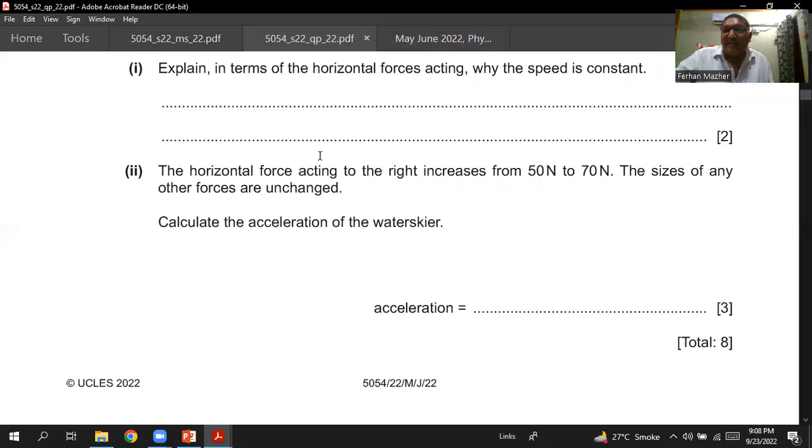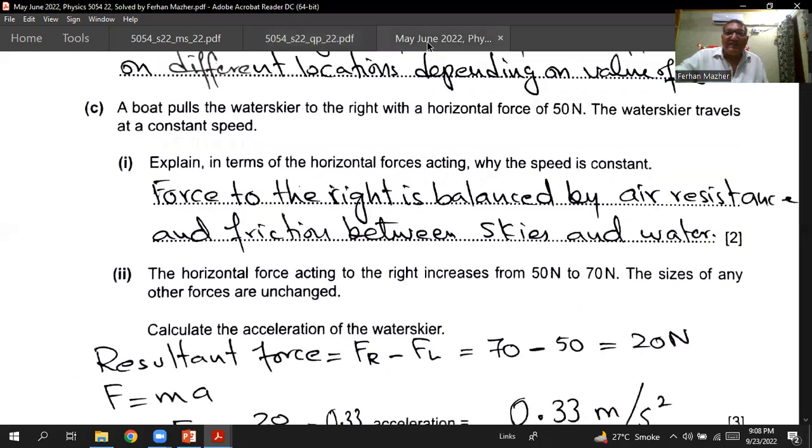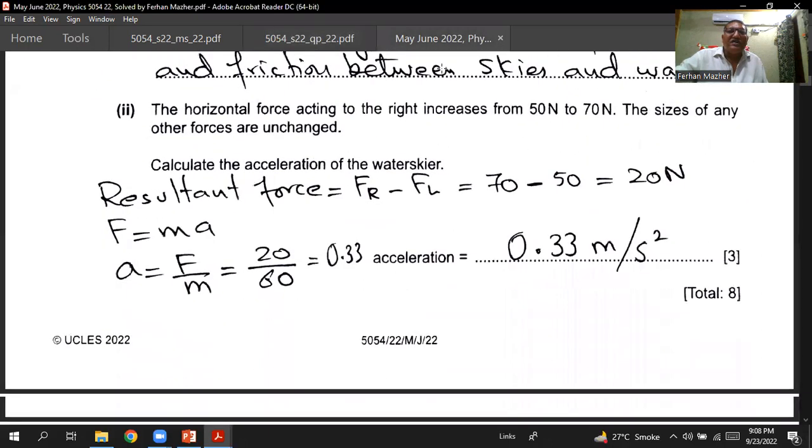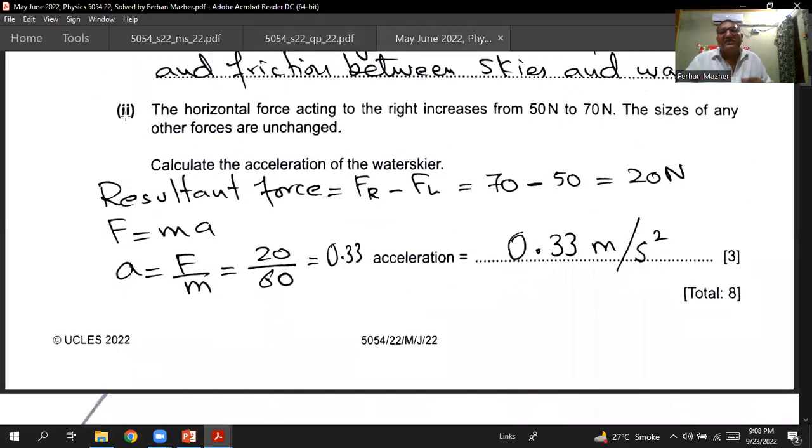According to Newton's second law of motion, F equals ma, where F is the resultant force. The mass of the skier is 60 kg, so I can find the acceleration. F equals ma is the formula which I will be using. You can see the resultant force is the force to the right minus the force to the left.